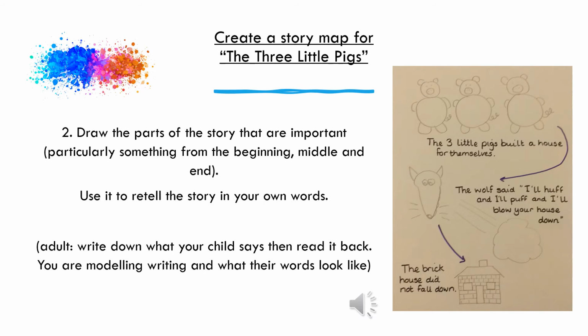Your child might be ready to think about the beginning, middle and end of the story. Again, get them to draw the different parts, join them up with an arrow to show the route that the story takes, and then scribe for them their ideas that they say. It's important to write down exactly what it is they say so they can see their own words in print.